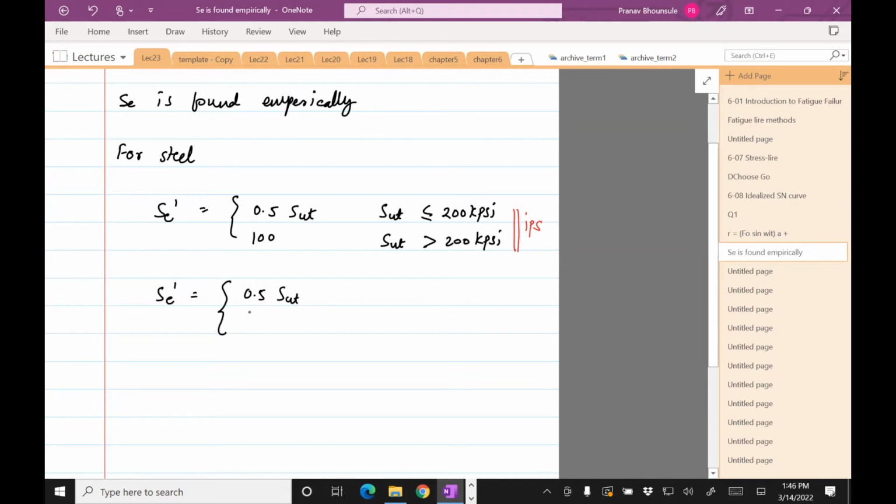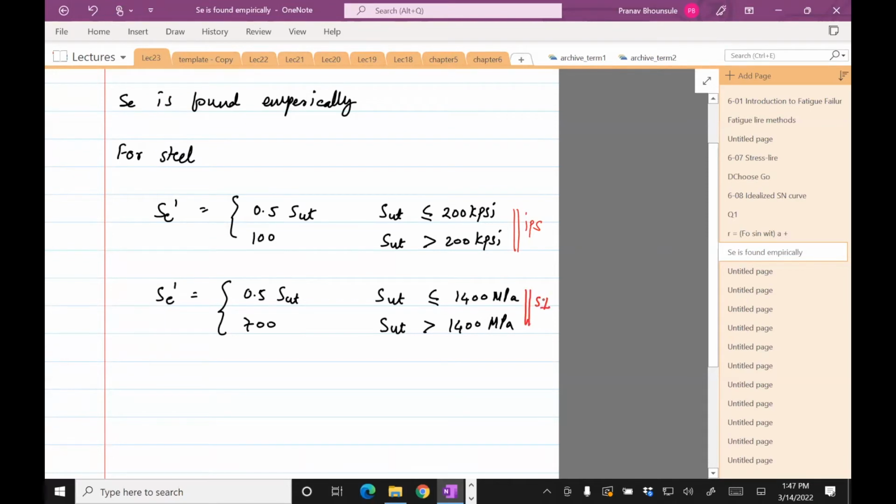What if they're in SI units? Well, if they're in SI units, then you would use these expressions. If SUT is less than 1400 MPa, then use 0.5 SUT. If SUT is greater than 1400 MPa, then use 700 as the value for SE prime.